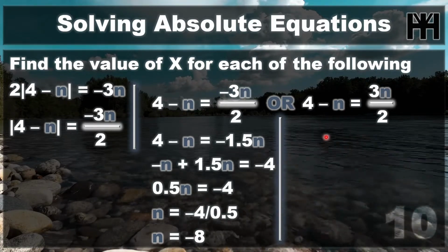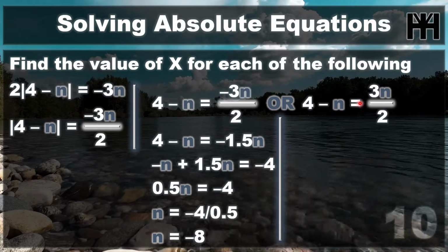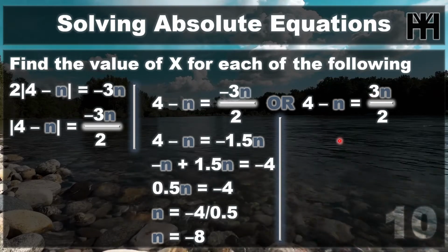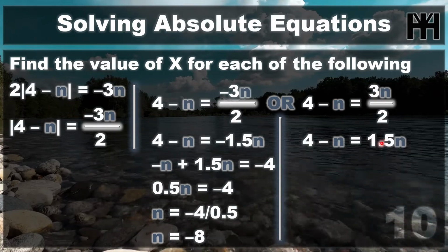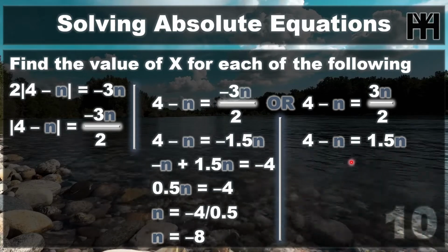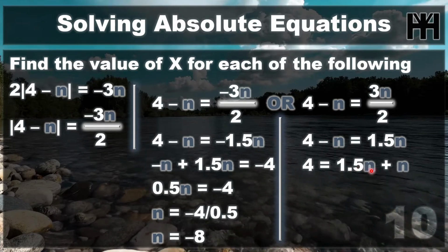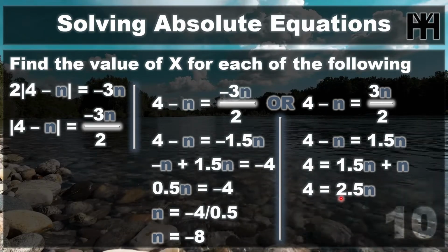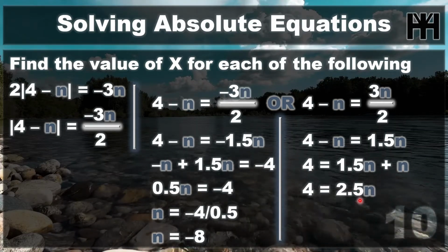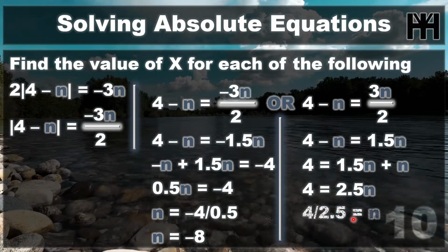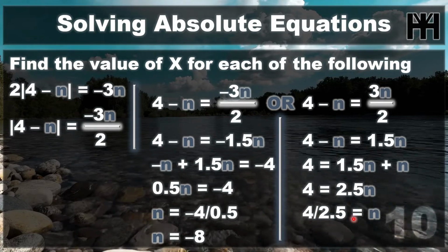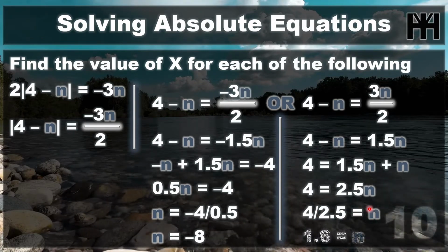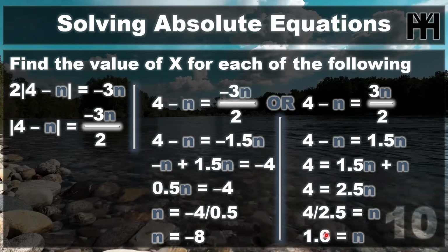Okay, other choice here. It's 4 minus n equal to 3 over 2n. So you will send the -n to the other side. So 1.5n plus n equal to 4. So it's 2.5n equal to 4. So we'll send the 2.5 to the other side by dividing. So it's 4 over 2.5 is equal to n. So n is equal to 1.6.